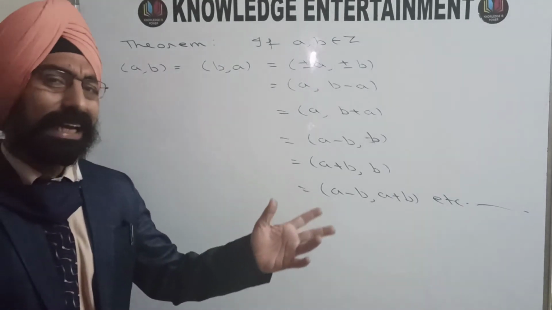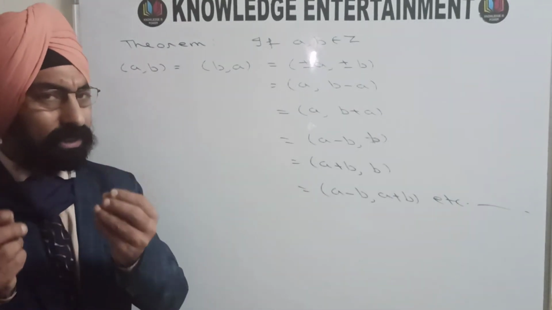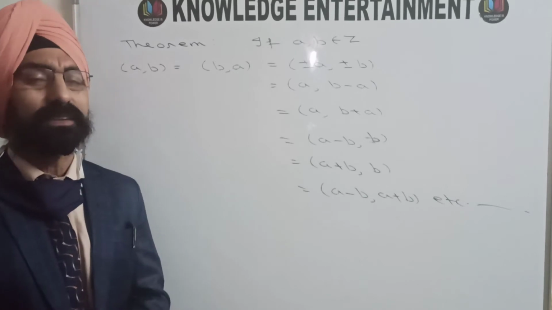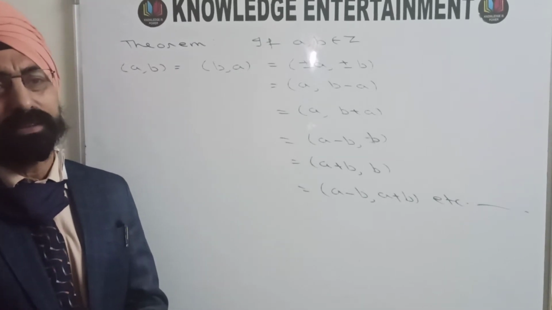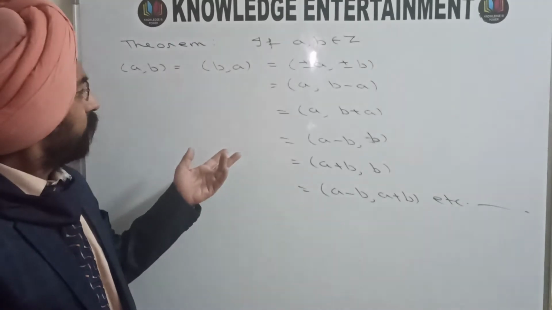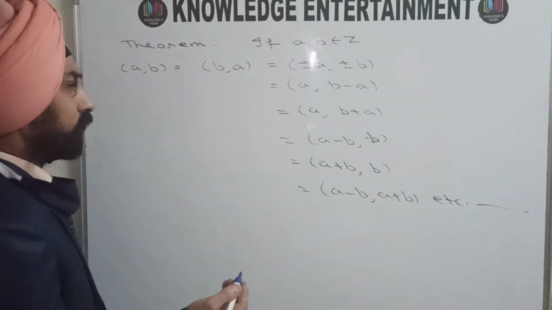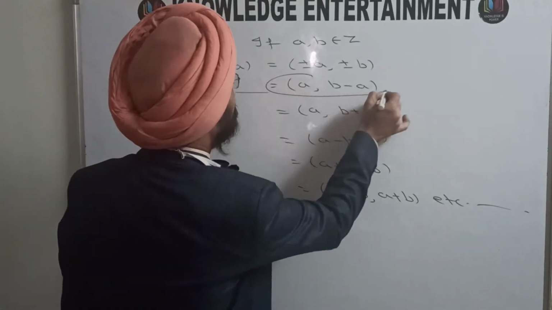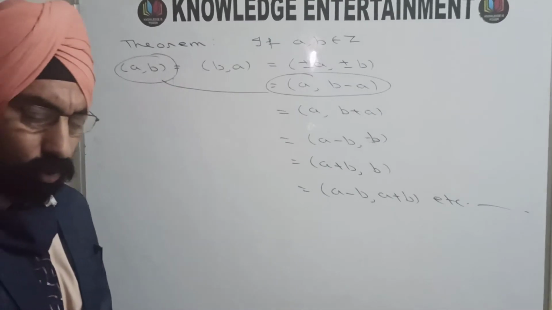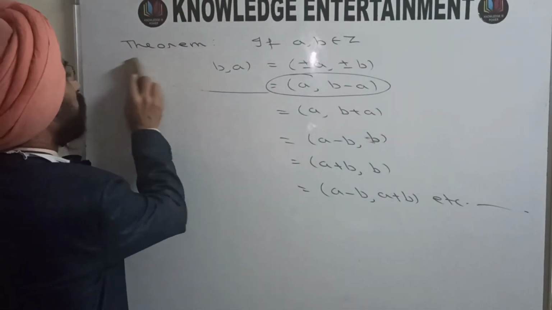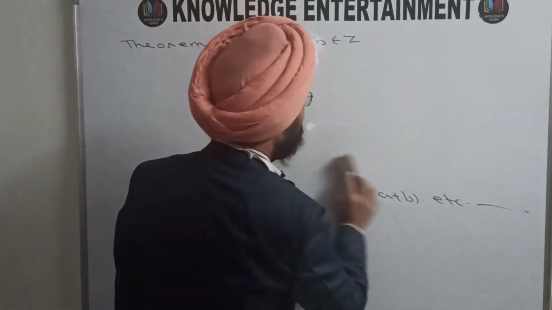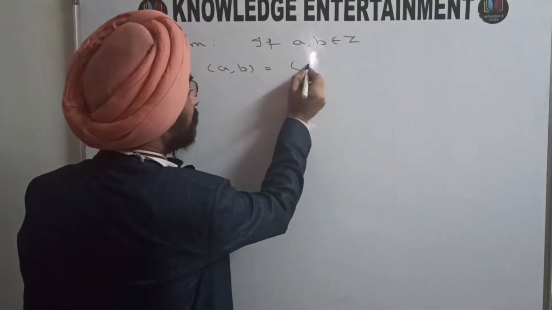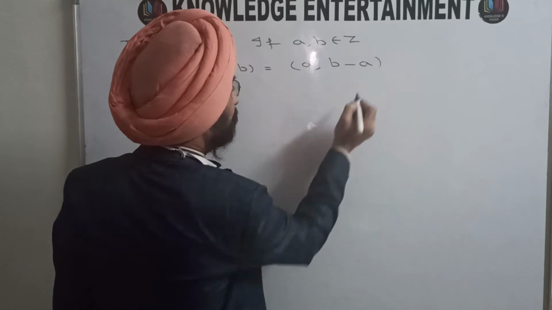So I'd like to prove one part. I'll prove just one part, and the proof of the remaining parts is almost similar. Let me take the part about A, B and B minus A. So what I'm going to prove now is that if A and B are any two integers, then the greatest common divisor of A and B is the same as the greatest common divisor of A and B minus A.